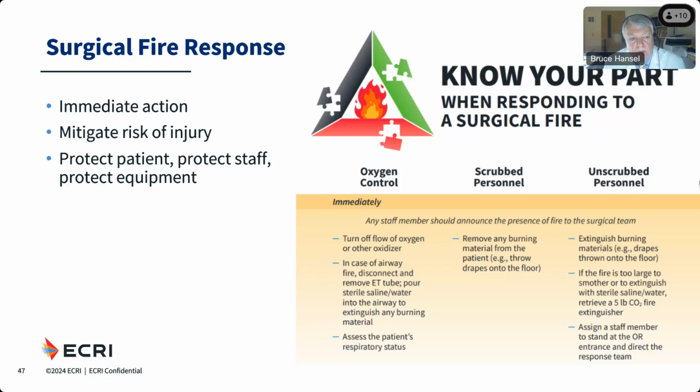So there are several means of extinguishing. CO2 is the best for these types of fire, and for ones that you can't pad out with saline, we recommend using a 5-pound small CO2 fire extinguisher. So with that, I'm going to turn the rest of this over to my very able colleague, Dr. Philman.